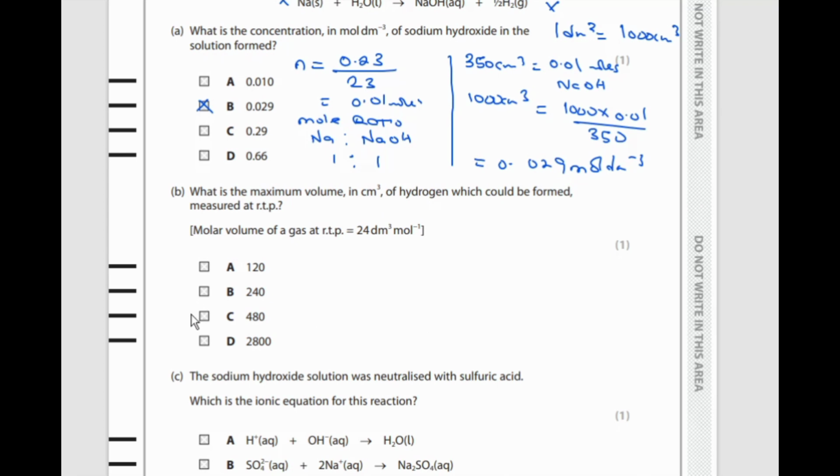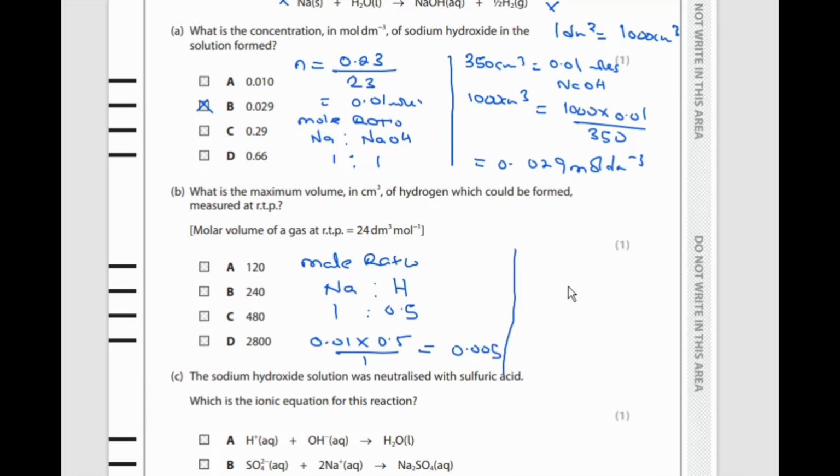Question B. What is the maximum volume in cubic centimeters of hydrogen which can be formed measured at RTP? So again, using the mole ratio now of sodium to hydrogen, the mole ratio is 1:0.5. That means the number of moles of hydrogen will be 0.01 times 0.5 divided by 1. This will give us 0.005.